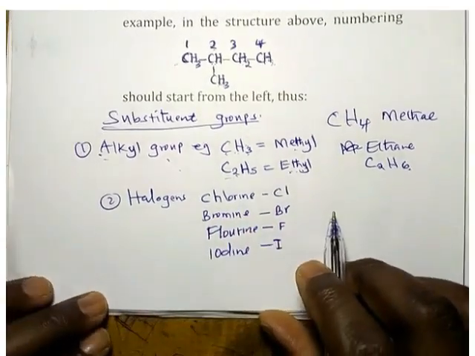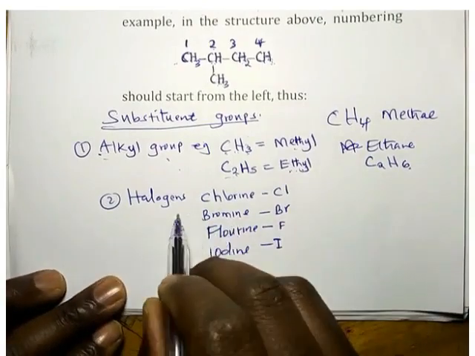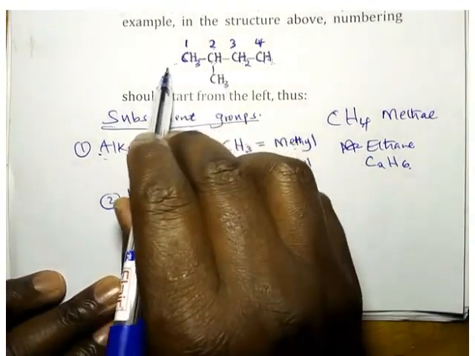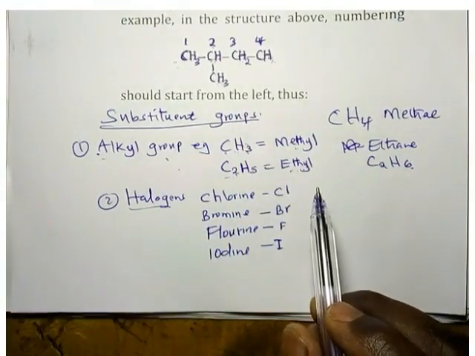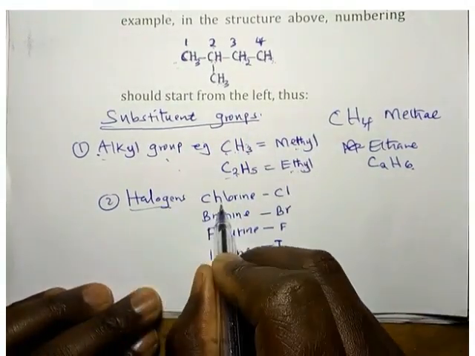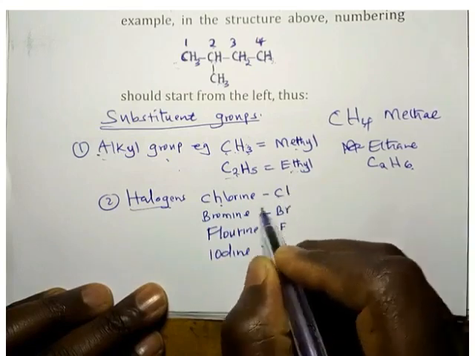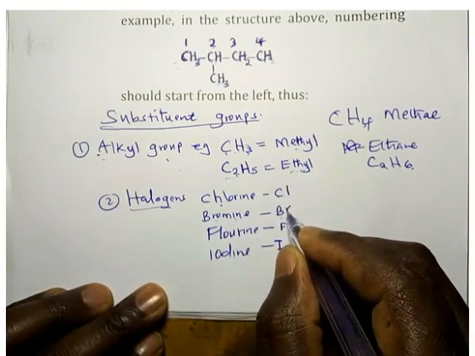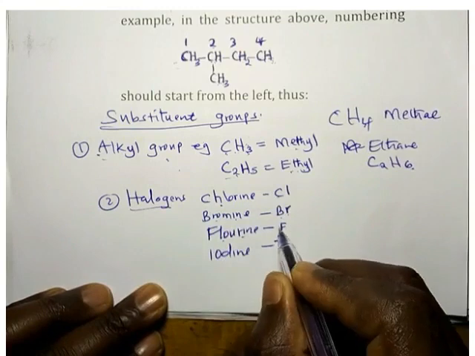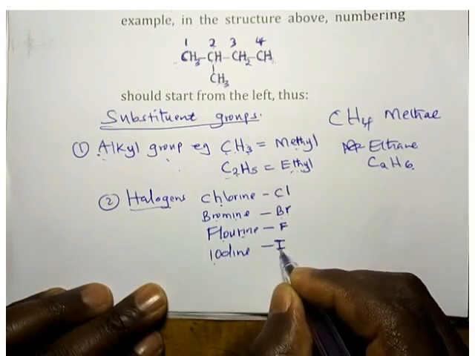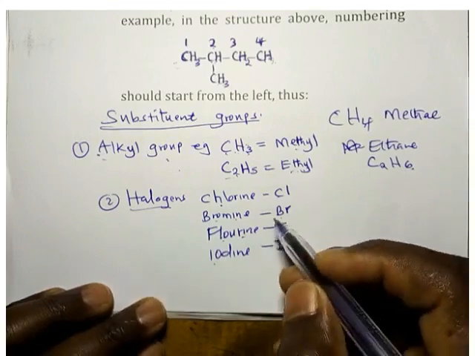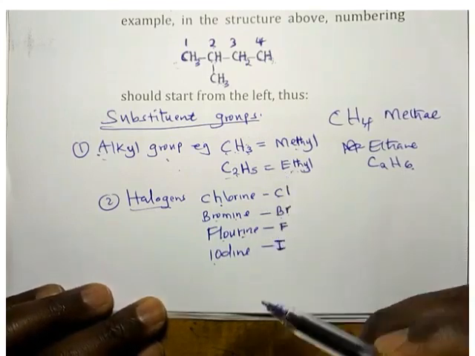Another substituent group we are going to encounter is the halogens, which are attached at the end part of the carbon on the long carbon chain. Chlorine will be written as Cl. Bromine will have Br, and fluorine you will find as a capital F. Iodine you will find as a capital I. So I'm going to give you the way you will pronounce them.